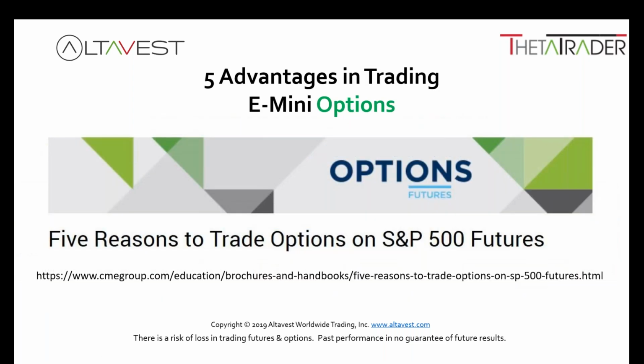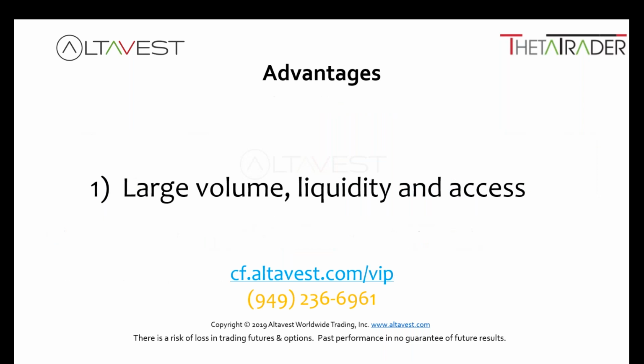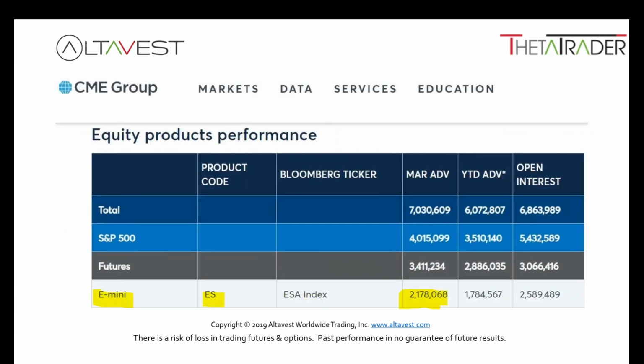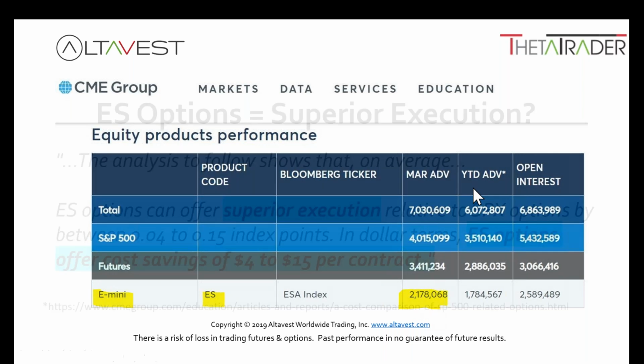And there's 5 additional reasons. I won't go through all these in detail, but the E-mini S&P 500s offer volume, liquidity, access, average daily volume there of almost 2.2 million.